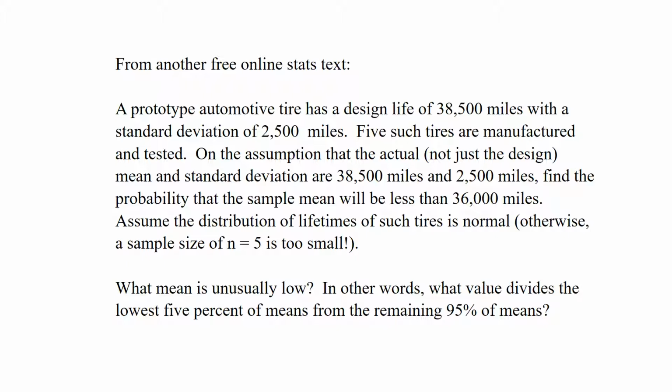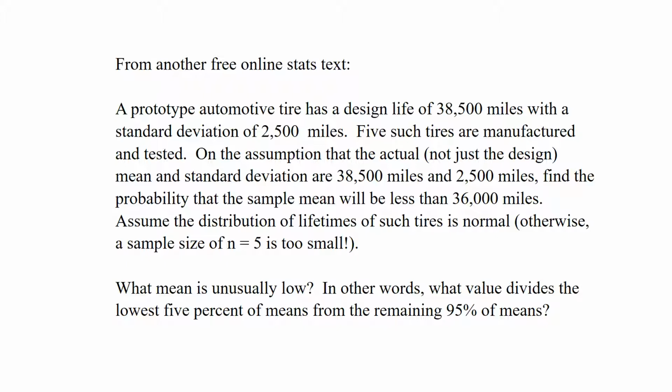So here we have a prototype automotive tire that has a design life of 38,500 miles with a standard deviation of 2,500 miles. 5 such tires are manufactured and tested on the assumption that the actual, not just the design, mean and standard deviation are 38,500 miles and 2,500 miles. Find the probability that the sample mean will be less than 36,000 miles. Assume the distribution of lifetimes of such tires is normal. Otherwise, a sample size of n equals 5 is too small.